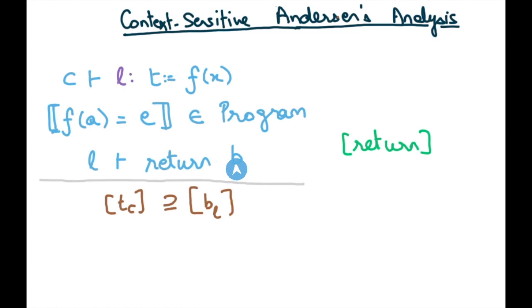Then whatever is the value that's being held in B should get copied to the returned value T. The value that's being held in B is being tracked using the corresponding version BL, and that should be used to update the value T in context C. In other words, TC should be updated using BL. So BL is the callee value, TC is the caller's value. The outgoing edges of TC should be a superset of the outgoing edges of BL. So this is the return rule.